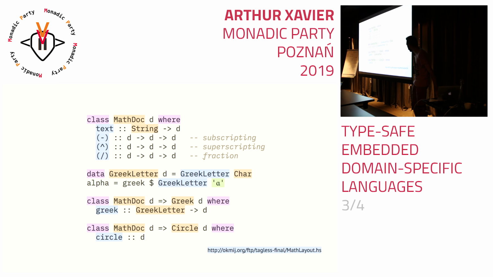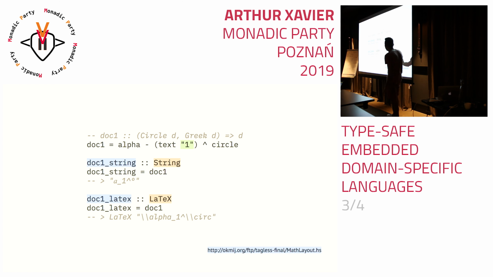But the cool thing here now is that we can define documents abstractly. And type inference works for this as well, right? If we want to define this document one as just alpha subscripted by 1 and with a caret on the top, with a circle on the top, superscript, this is just an abstract document D, which implements these two type classes. And type inference works here pretty well. We don't have to define this type signature.